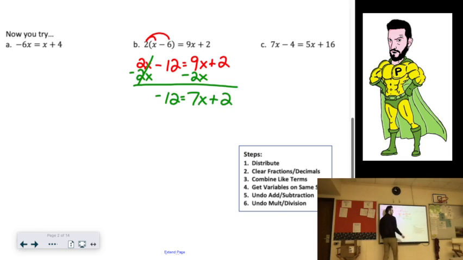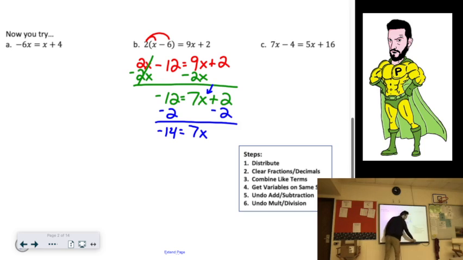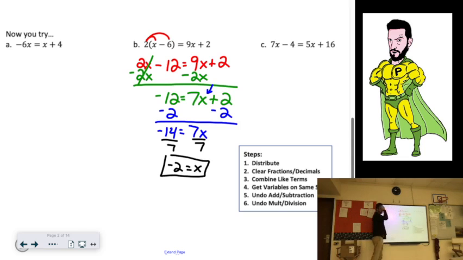Step 5, undo addition and subtraction. We're working on the side with the x. So I see plus 2, we're going to subtract 2. So -12 minus 2 is -14 equals 7x. Last step, undo multiplication and division, so we're going to have to divide by 7, which will give us -2 equals x. So try these other two problems, pause it, and I'll go over them pretty quick right now.